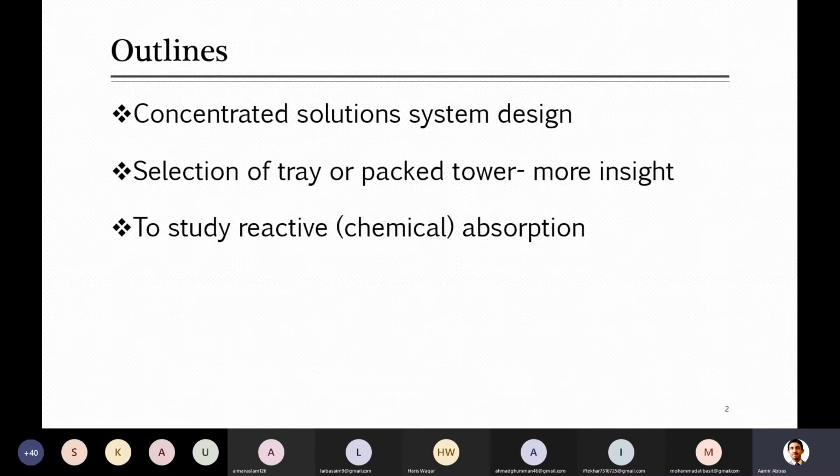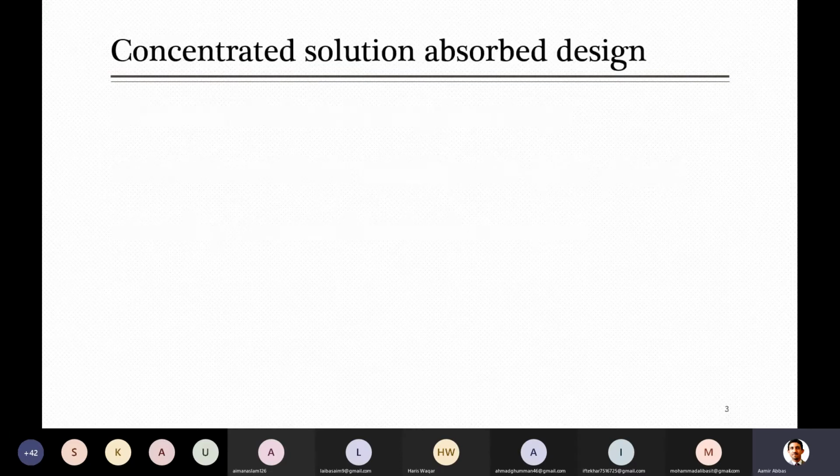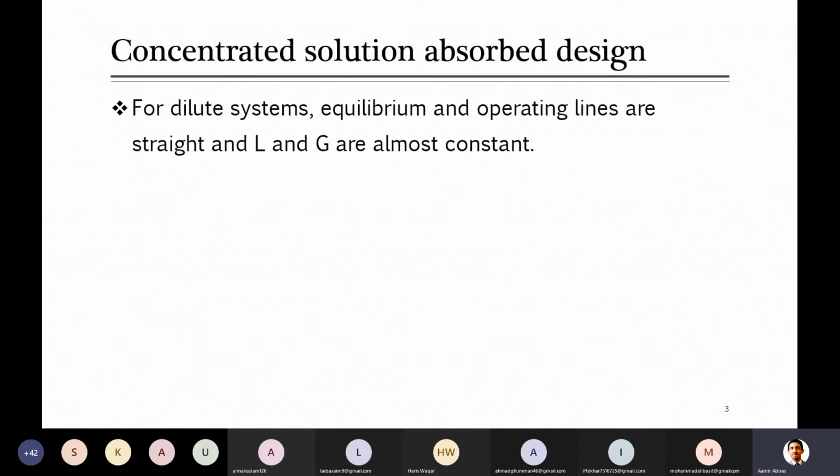Although it was discussed briefly two times in various lectures, I will go into more detail today, based on various points, on how you have to select either a tray tower or a packed tower. I have observed a few things from yesterday's presentation, so it is important to repeat it and summarize it, so that later you know how to use it in real life. The last part is briefly about systems where chemical reactions are also involved. So let's start with the concentrated solution.